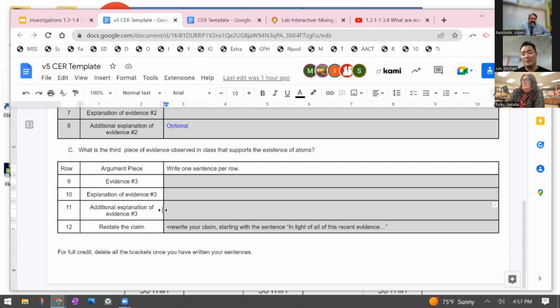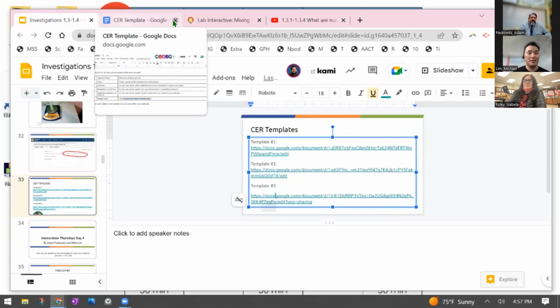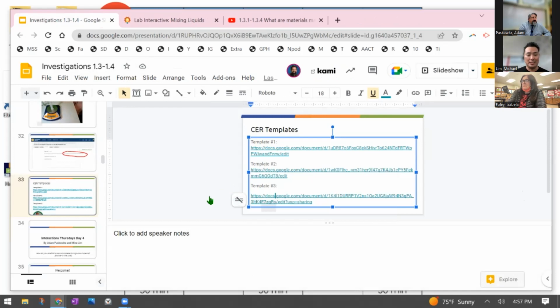But this is all hinging upon the buy-in that your students have towards the evidence. If they see how much you invest into the evidence and how clear you're going to make it for them, then they will remember and it'll be easy for them to use. So that is how I teach claim evidence and reasoning in a nutshell.